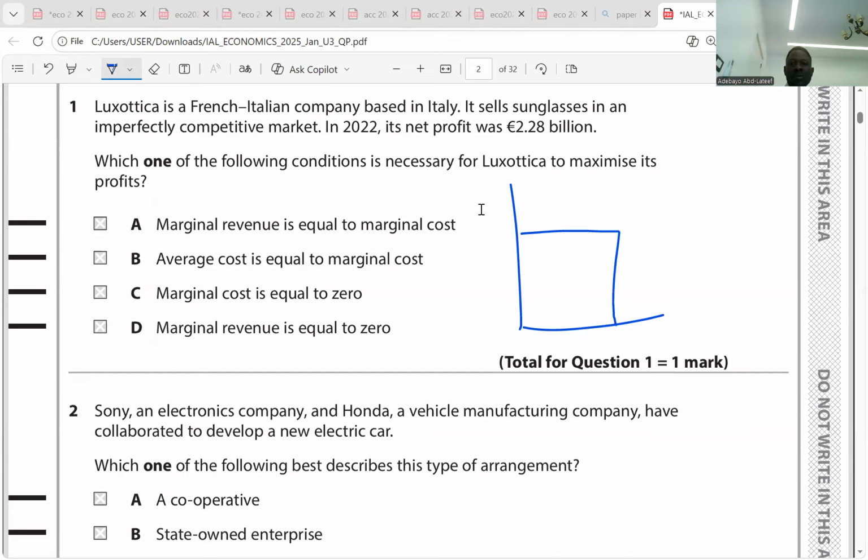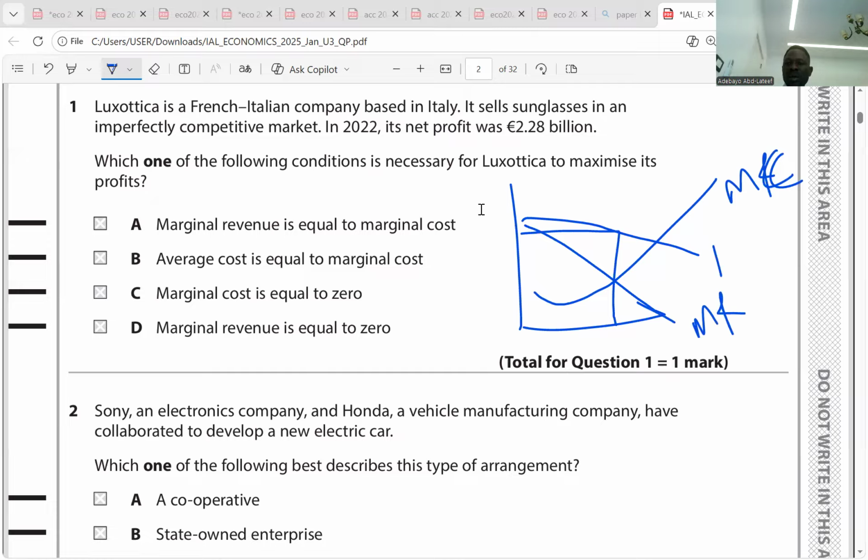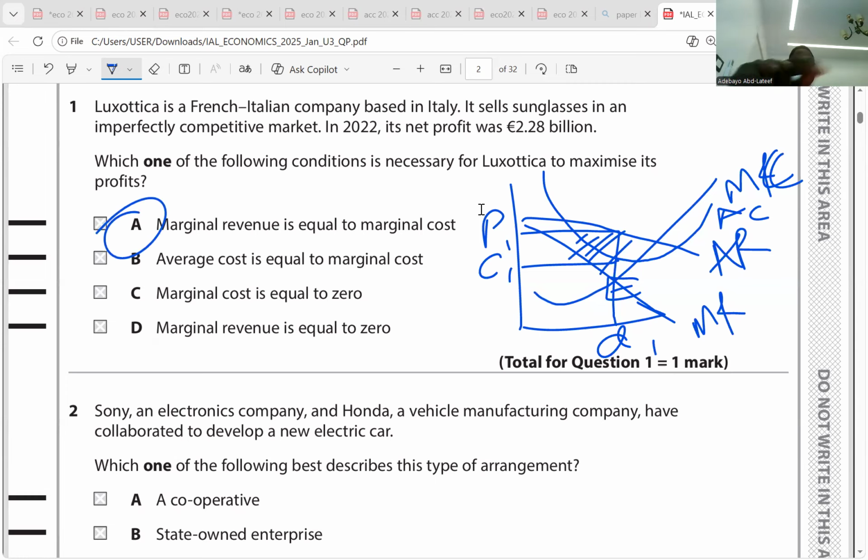So let's assume this is a graph. We have our marginal cost, then our marginal revenue, our average revenue, and the price here. That's P1, C1, Q1. Then the average cost, that's AC. So this is the equilibrium where MC equals MR. Then there's a point where there's supernormal profit. So for question 1, it is A.